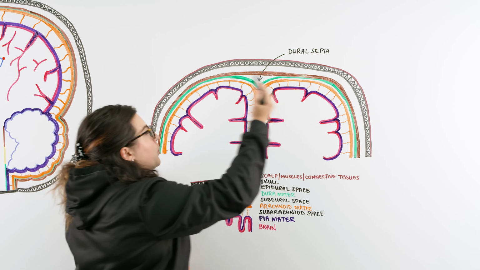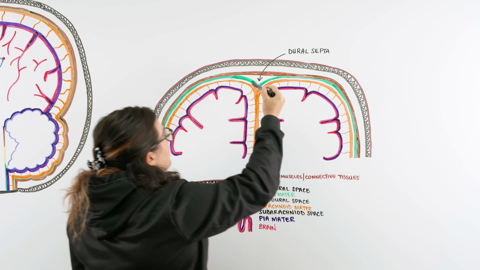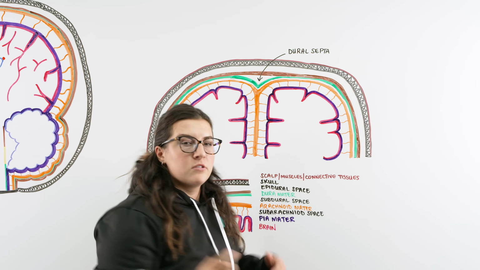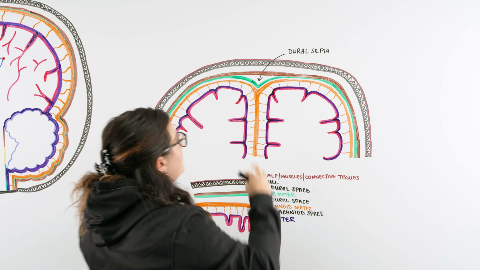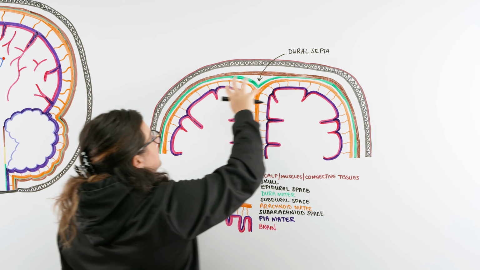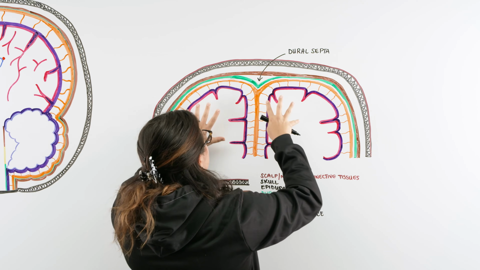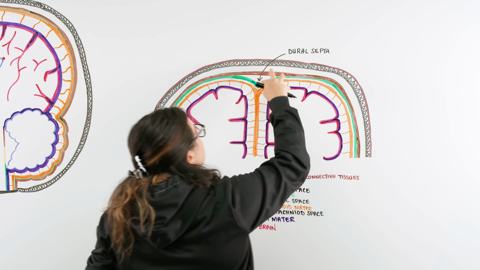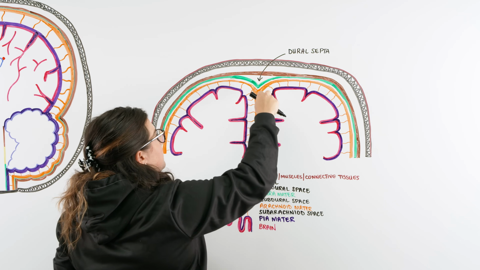And what is the purpose or the function of the dural septa? The main purpose is to just help with supportive structure. It's going to help the brain with its ability to stay where it is. It's going to keep these hemispheres where they are. It's not going to let them crush in on each other. So it's going to help create this space in there for them.